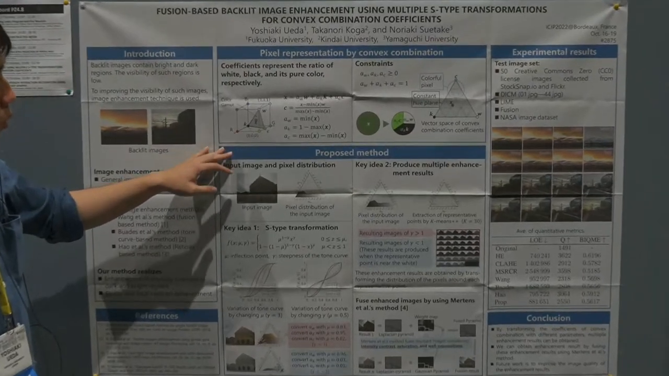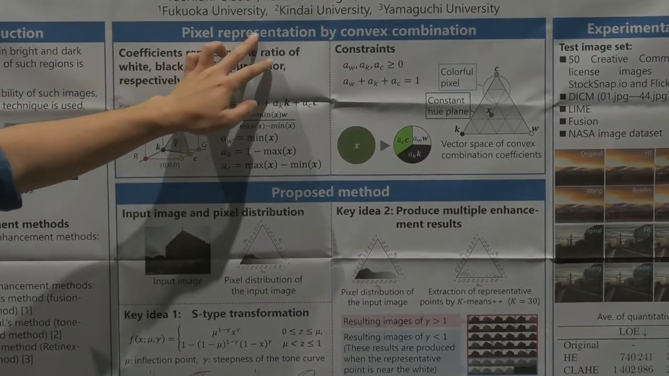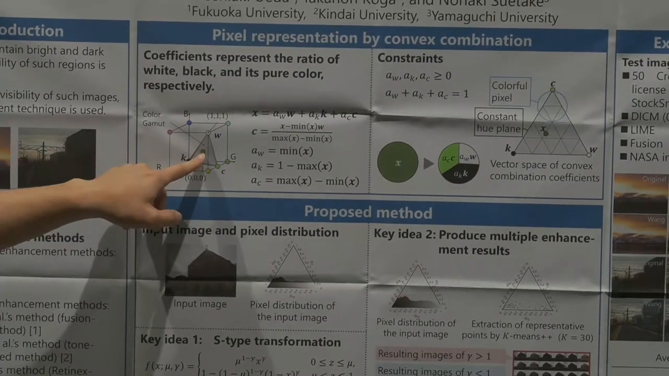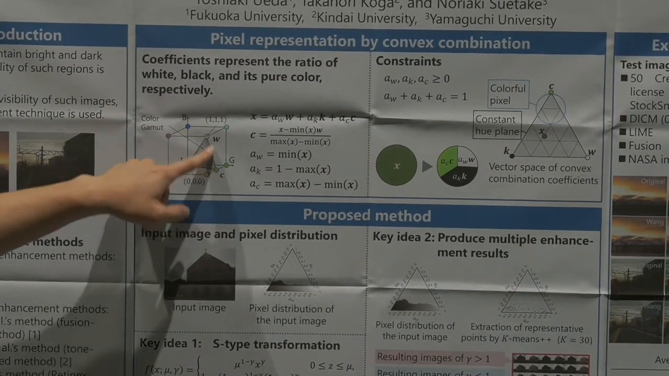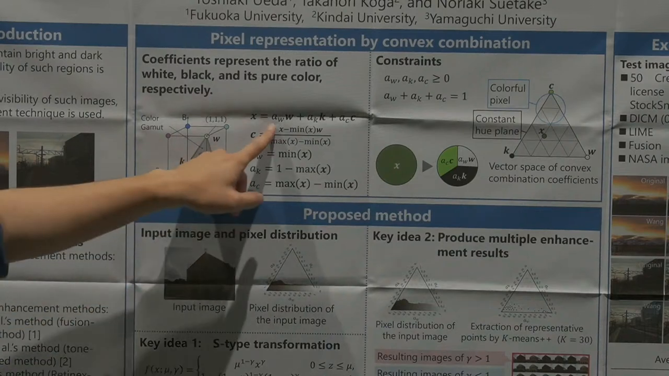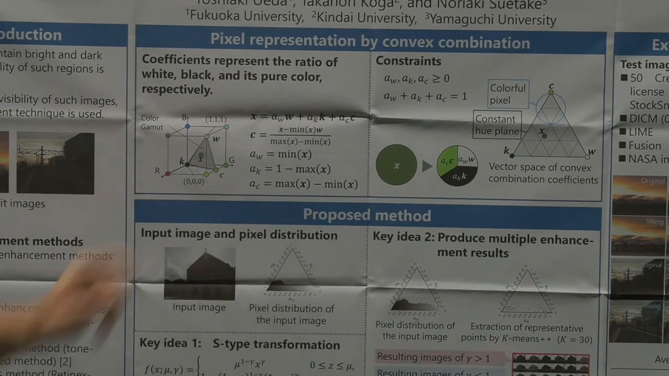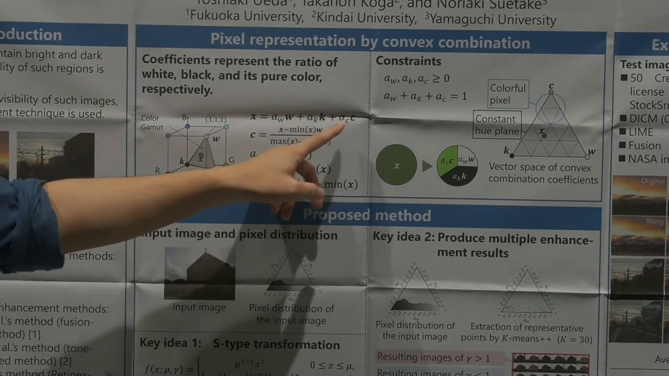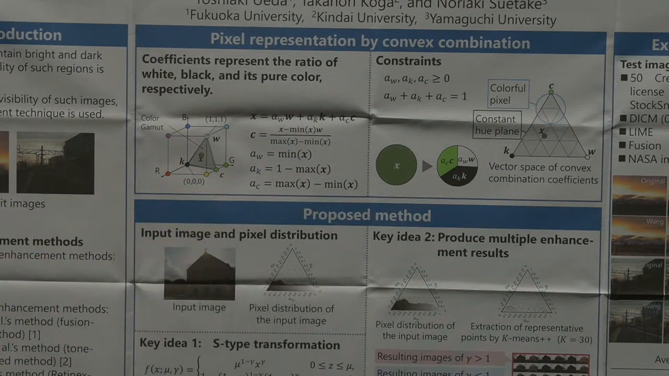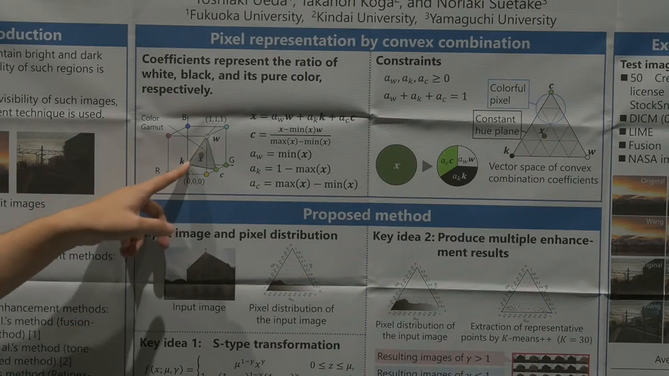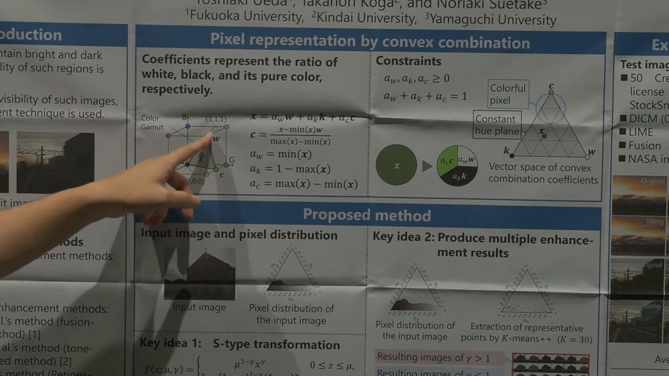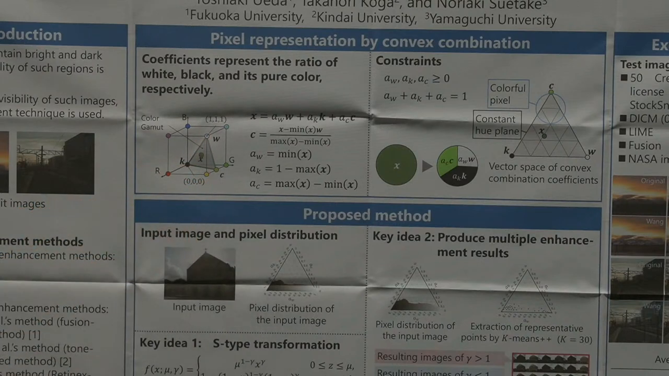Before I explain the proposed method, I'll explain the pixel representation by the convex combination. The pixel X is represented by the ratio of white, black, and its pure color. The inner point X is represented by a convex combination of this equation. Here, W is white, K is black, and C is pure color. And these coefficients are calculated by this simple equation. The triangular shaped plane is a constant hue plane, so the pixels on this plane have the same hue.